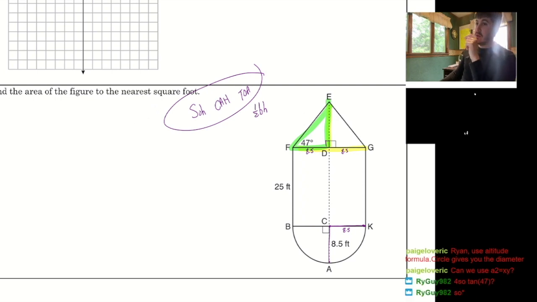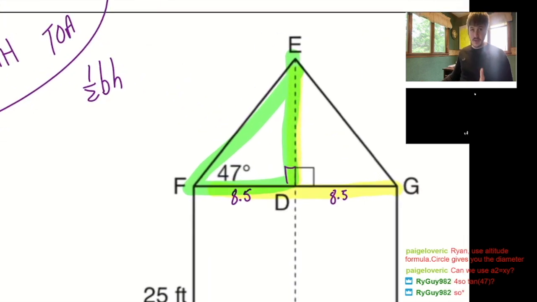You can't use a squared equals x times y for this question right here. Reason you can't use a squared equals x times y. Remember, that formula is only useful if you know the big triangle's a right triangle. If this were a right angle at angle E, then yes, you could use that formula. But we could actually justify angle E is not a right angle.